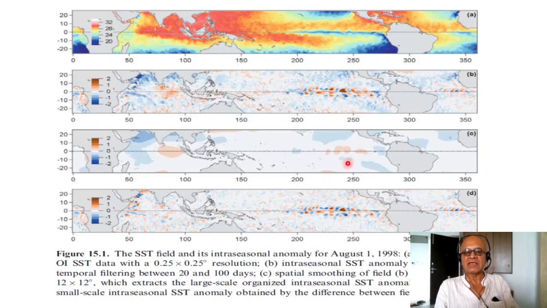But you can then split that into zonal bandpass filtering or spatial smoothing using a box of 12 degrees by 12 degrees, which extracts the large scale organized intraseasonal SST anomalies. So you can think of it as the residual effect, or the rectification effect, of this high spatial variability, leaving behind warmer sea surface temperatures because of instability waves. And here similarly you get rectified signals, and here is the small scale residual of that, shown here by the difference between this and this.